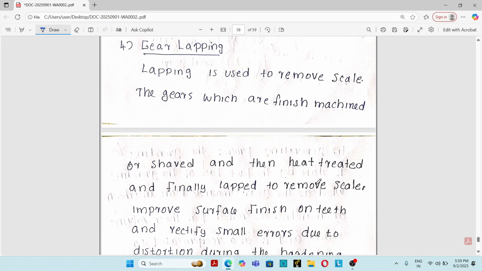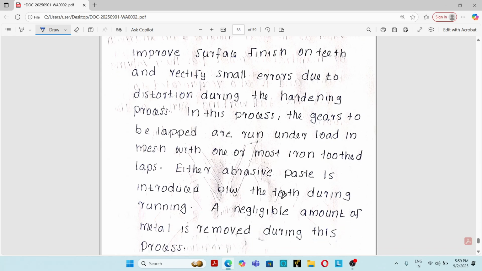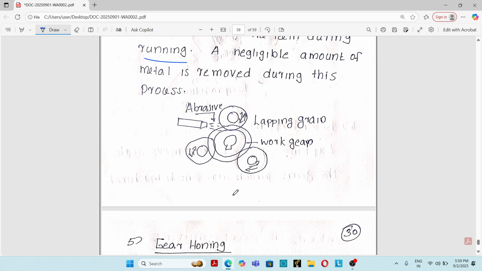So the gear is shaved, then heat treated, and again we want to increase the surface finish and remove the scale, so the gear lapping process will be done. See, gear lapping improves surface finish on teeth and rectifies small errors due to distortion during the hardening process. In this process, the gears to be lapped are run under load in mesh with one or more iron-toothed laps. Abrasive paste is introduced between the gear teeth during running. A negligible amount of metal is removed during this process.